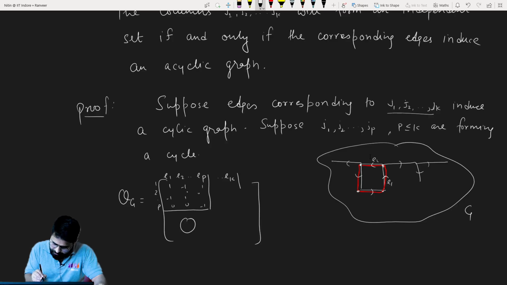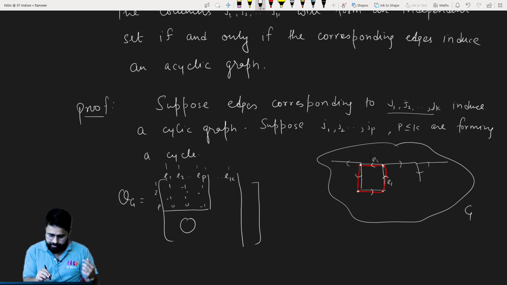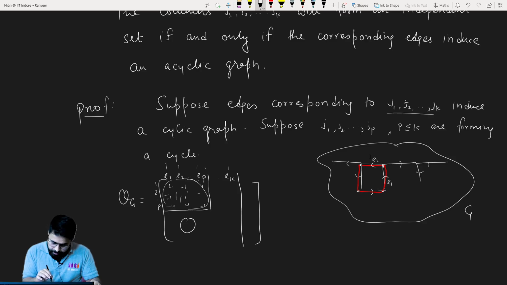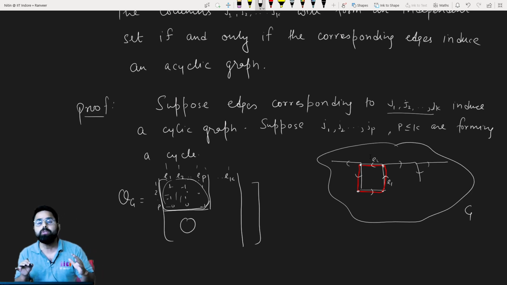Now think about this. We have to make a claim about these columns. We already know that if you add all these rows, it will give you a 0 row. That means this submatrix is rank deficient: since adding the rows gives a 0 row, its rank is less than p. If this rank is less than p, then the columns E1 up to Ep of this matrix are also dependent, because the rows are dependent.